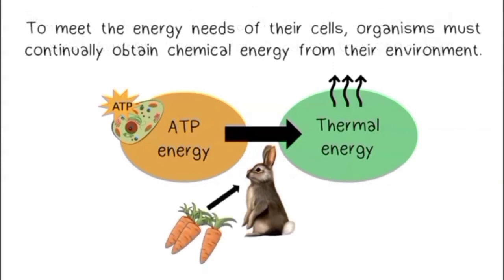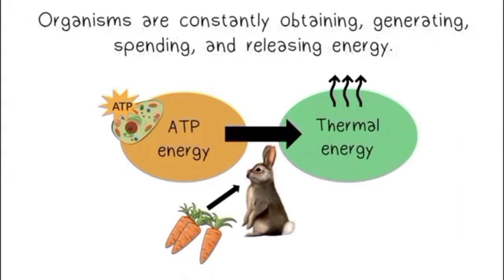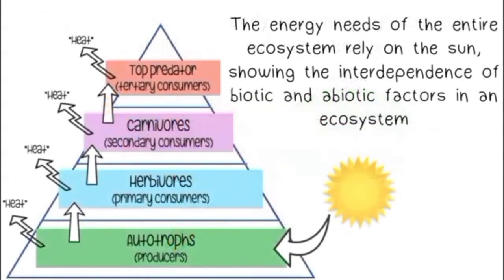To meet the energy needs of their cells, organisms must continually obtain chemical energy from their environment. Organisms are constantly obtaining, generating, spending, and releasing energy. The energy needs of the entire ecosystem rely on the sun, showing the interdependence of biotic and abiotic factors in an ecosystem.